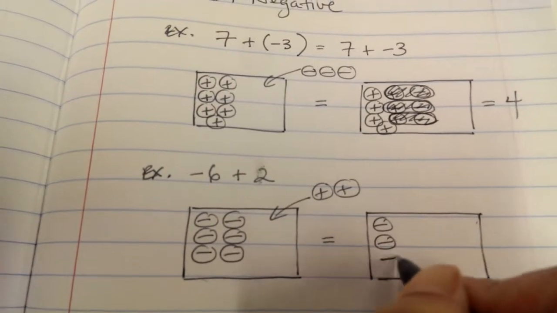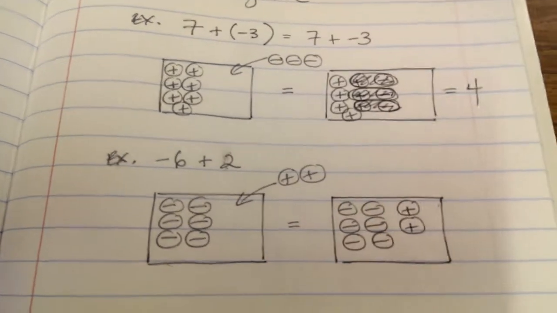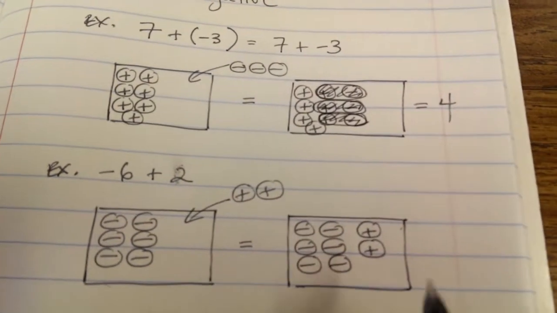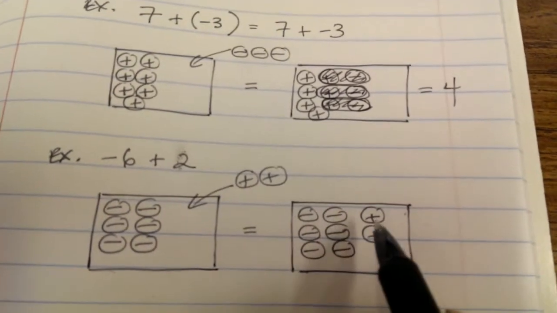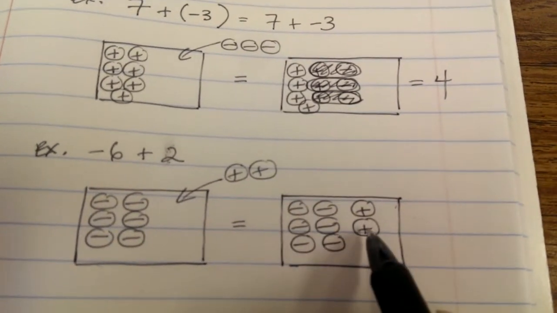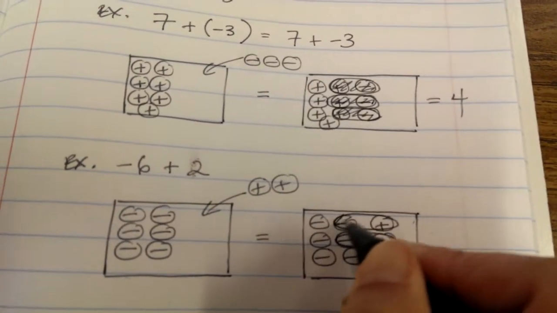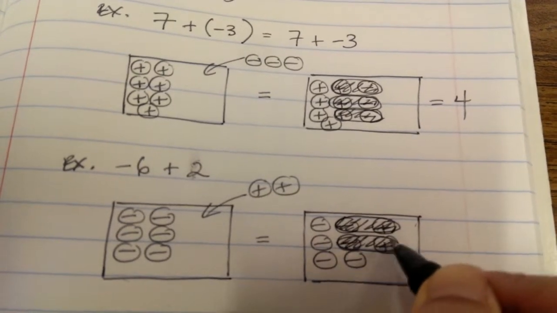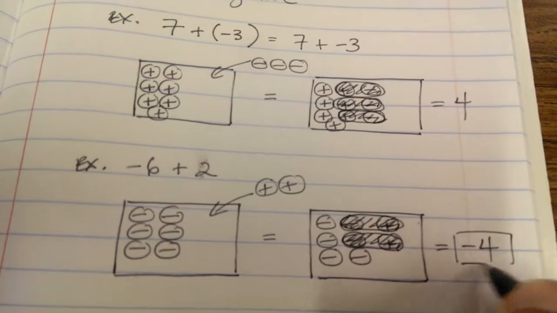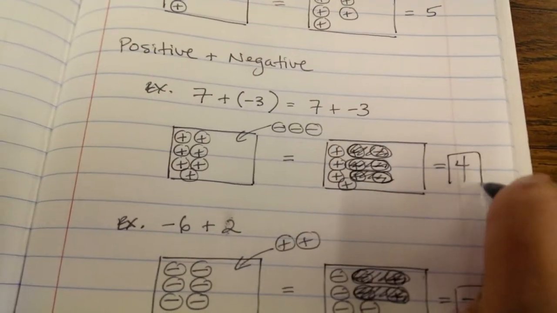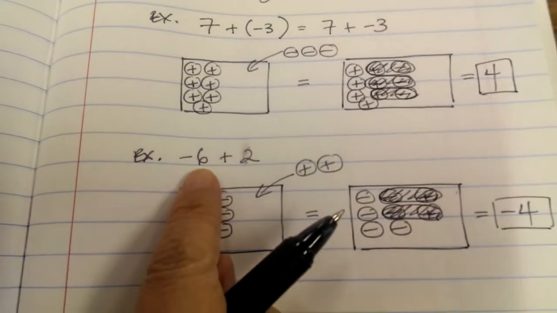Well, I still have my 6 negatives here. And now I also have 2 positives. Now again, when you have positives and negatives together in the box, what happens? They cancel each other out. So this positive cancels out with this one, this positive cancels out with this one. So these 2 cancel and these 2, they become 0. So then what are you left with in the box? 4 negative.